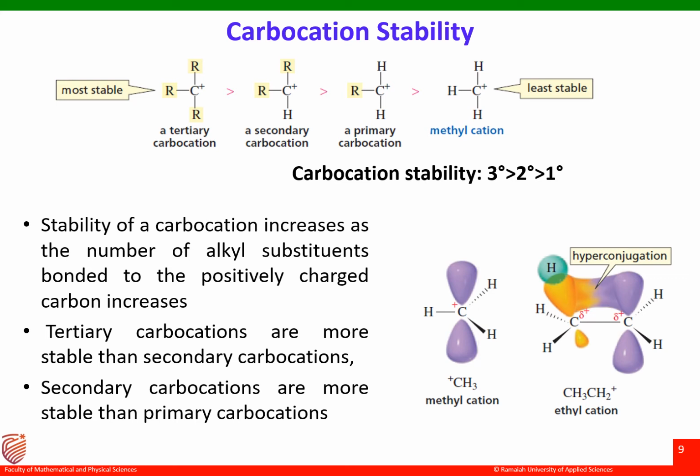Therefore, tertiary carbocation, which bears 3 alkyl groups, is much more stable than the secondary, which has 2 alkyl groups, compared to the primary, which has only 1 alkyl group, and compared to that the methyl cation, which does not have any alkyl groups. Therefore, it is the least stable in nature.